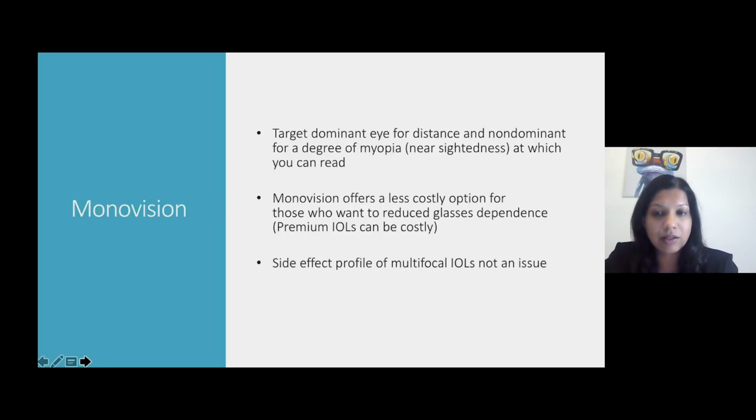Some of the premium IOLs that we'll talk about in a little bit can be costly because they're not covered by your insurance, but because monovision still uses a traditional monofocal IOL, it's a less costly option for glasses independence. And also, we'll go over some trade-offs with the multifocal or premium IOLs. It's not an issue with monovision because it's still using a monofocal IOL, which in theory will still provide the crispest vision at the particular distance that it's targeted for.